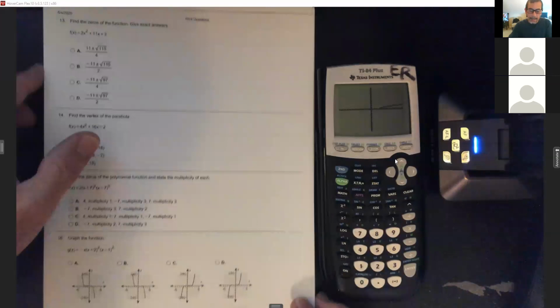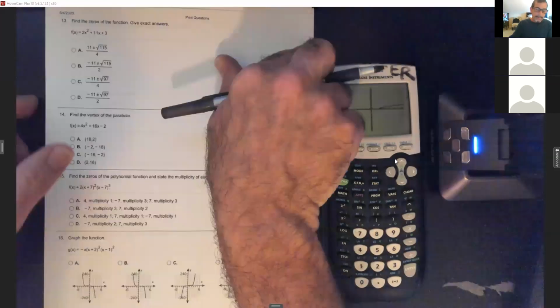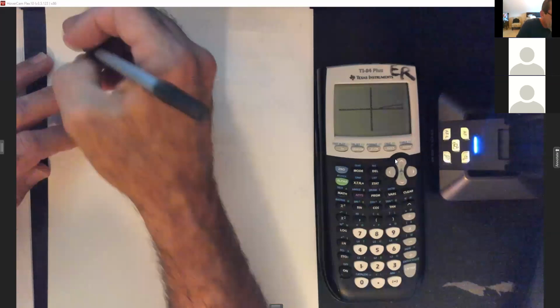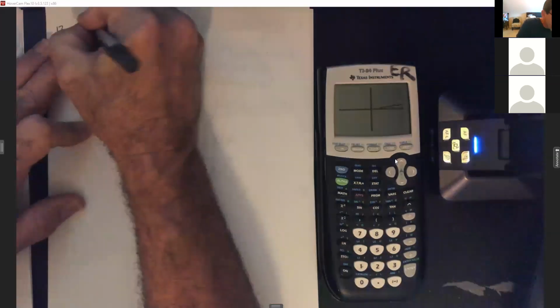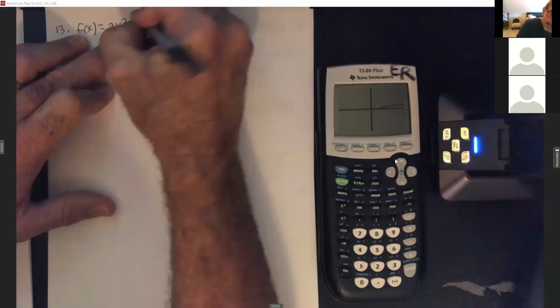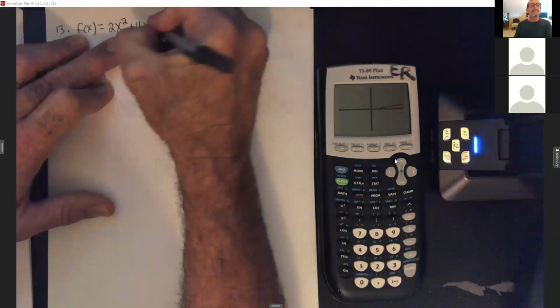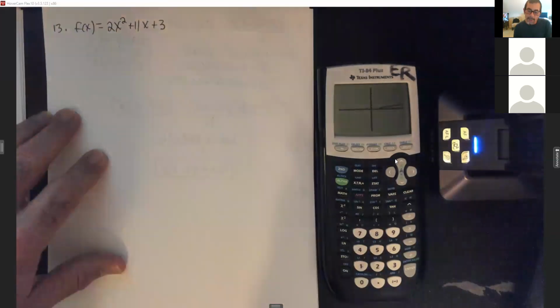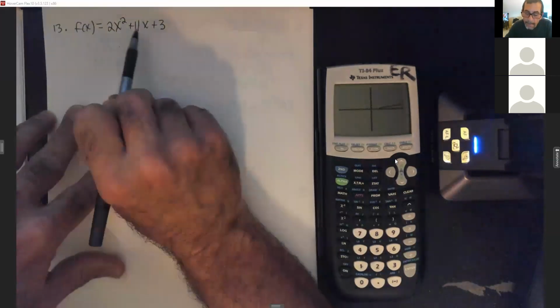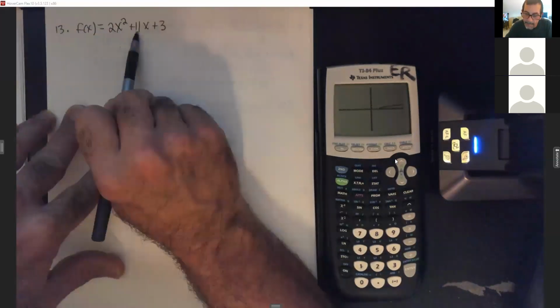All right, 13. Oop, that's going to be written. So 13 wanted me to find the zeros. They're giving us f of x equals 2x squared plus 11x plus 3. So find the zeros. This one will not factor. So you could use the quad. A would be 2, B would be 11, C would be 3.